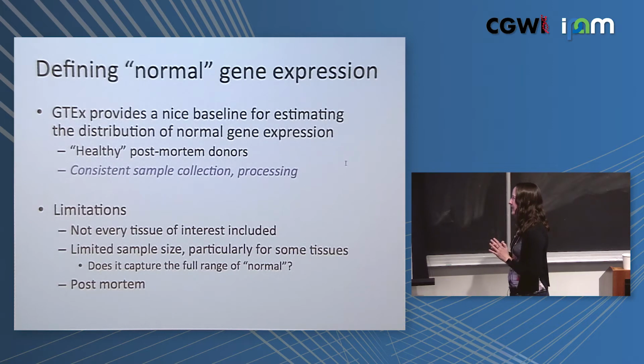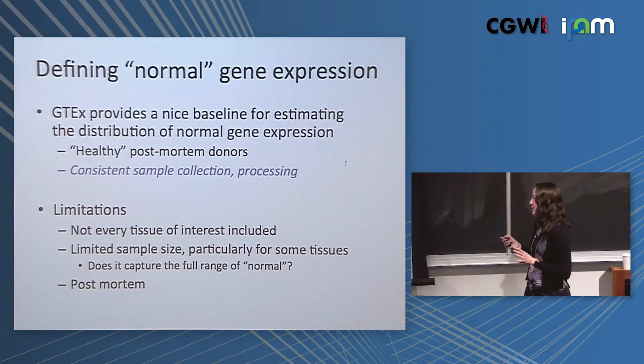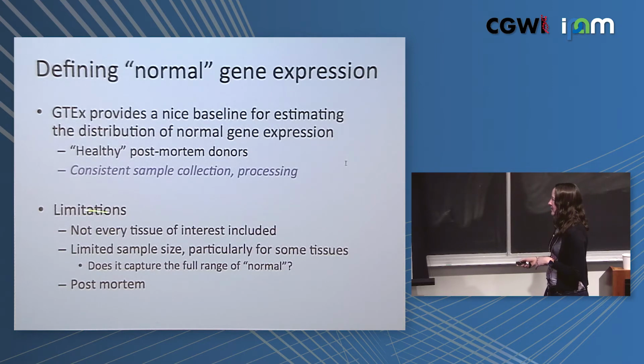So GTEx was a really nice baseline for us for estimating the properties of gene expression outliers and rare variants in a very controlled setting. They're supposedly healthy, although they are post-mortem donors. They had consistent sample collection and processing, so there were a lot of advantages. But the limitations were, it's still relatively small. Even in its final state, it's going to be about 1,000 individuals with whole genome sequencing. Not every tissue of interest is included. There's a limited sample size for some tissues. And the question is really, does it capture the full range of normal expression or normal splicing?